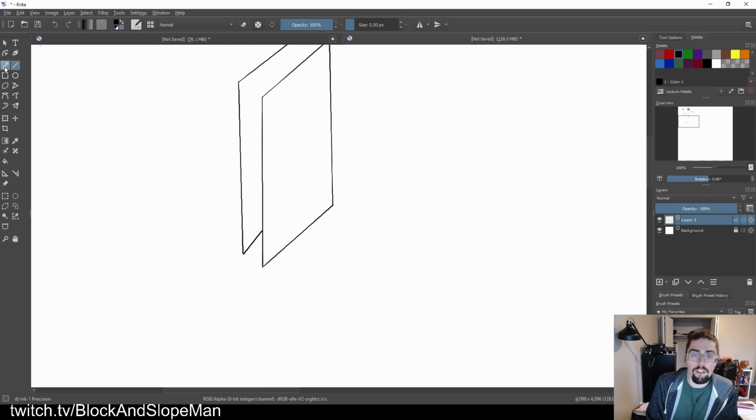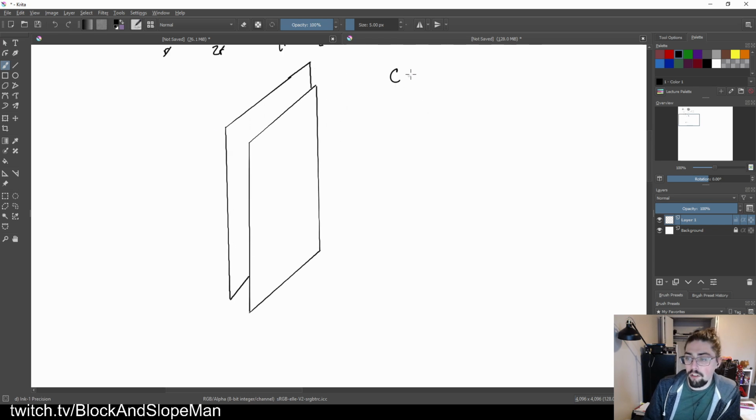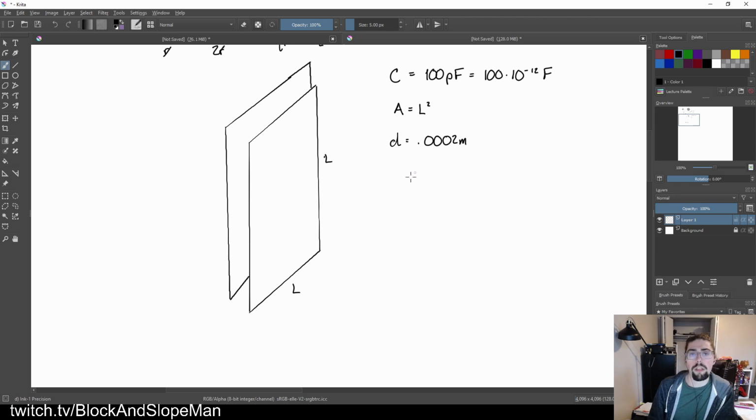So let's go ahead and take a look at this thing. We have a total capacitance that we're looking for of 100 picofarads, which I'm going to rewrite real quick as 100 times 10 to the negative 12th regular farads, right? That'll help. Now, I also know that the side lengths are L and L, so at every point along this way, the area is always going to be L squared. The distance we're already given as 0.2 millimeters, so that's 0.0002 meters. And we've got everything we need.